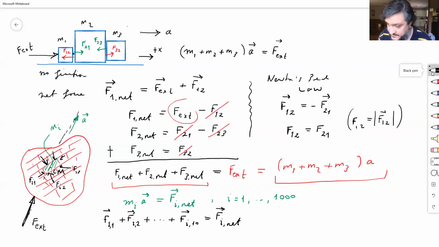Okay, so if you add all of these, I'm going to use the symbol here, sigma, which stands for summation, right? I will get F external. Okay, still no rotation, all right?